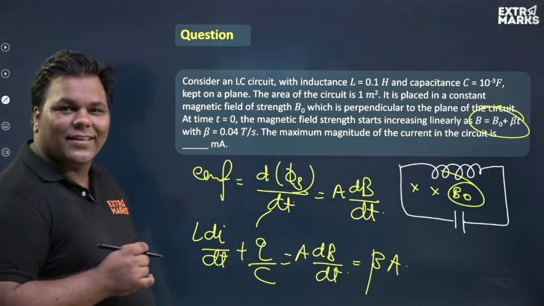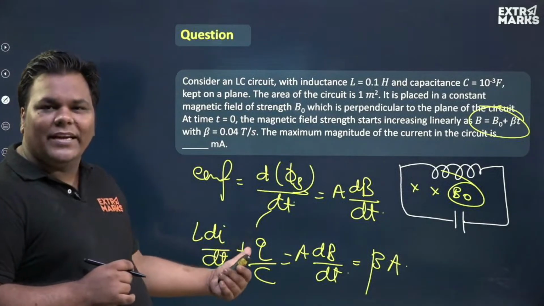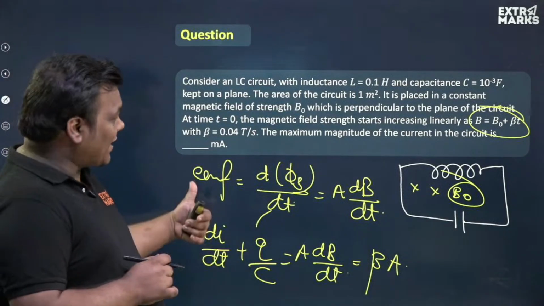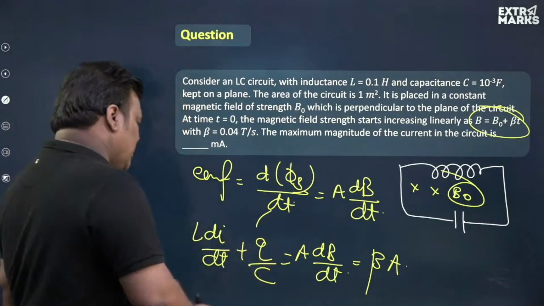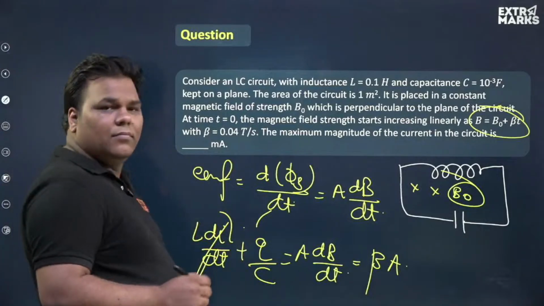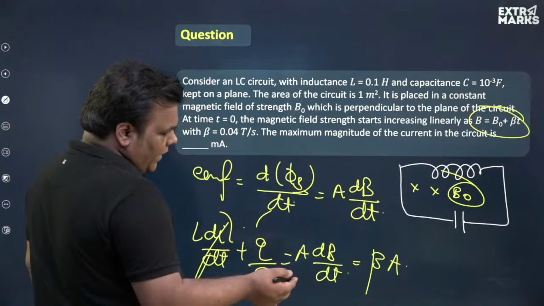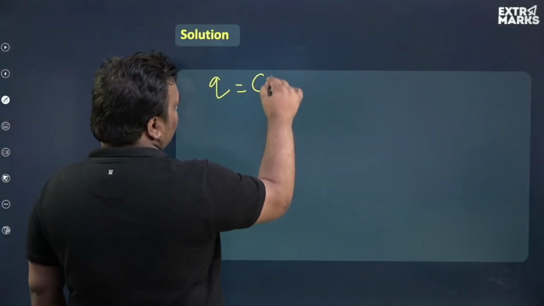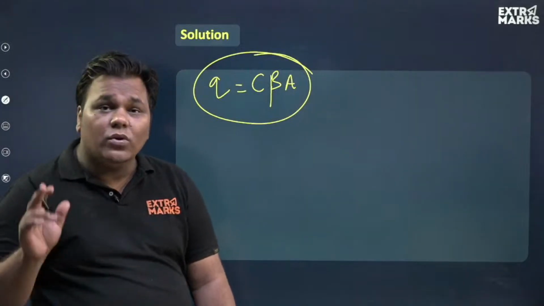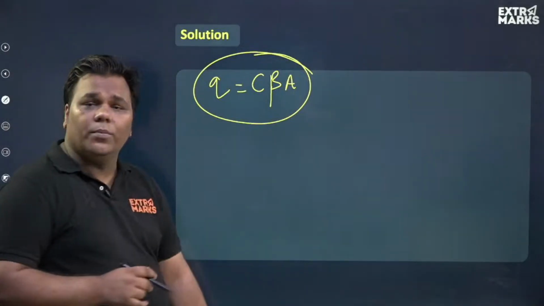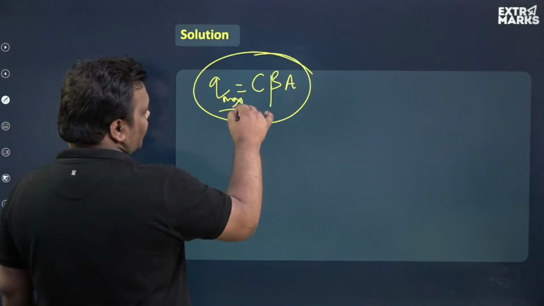You want to know an interesting thing? Initially I want to calculate na, so di by dt must be 0. Magnetic field starts increasing linearly na. Initially di by dt is equal to 0, so I can just cancel it out. And what is the value of Q? Q will be C beta A. Once you calculate the value of Q, this is Q max, by the way.